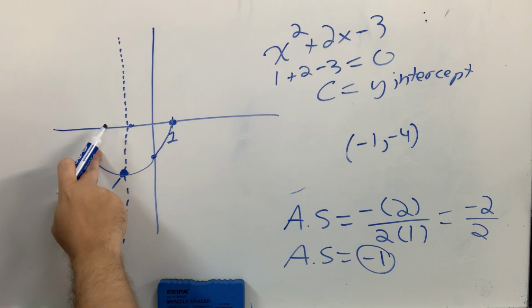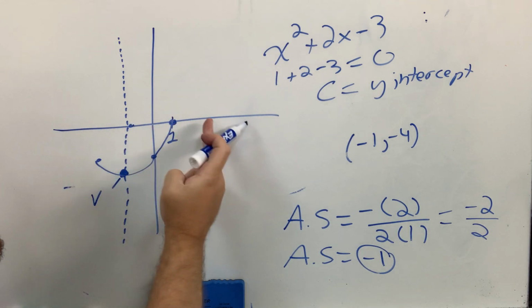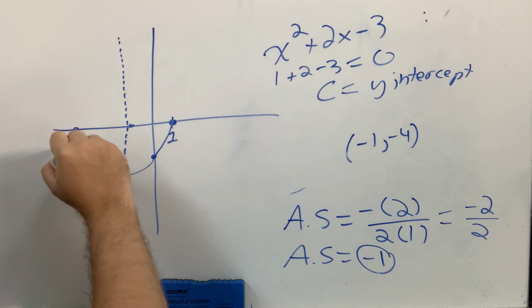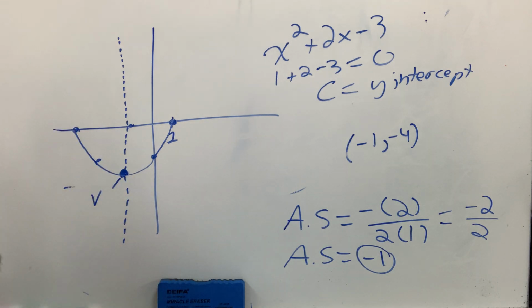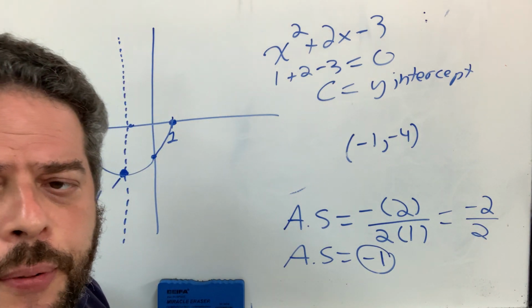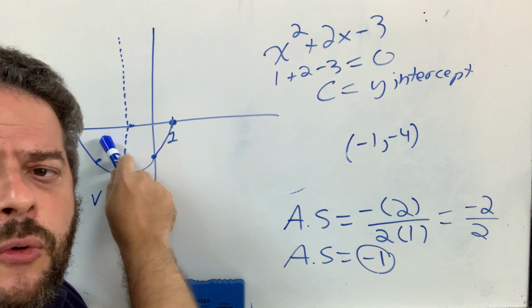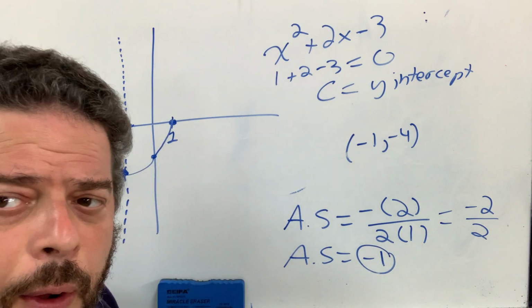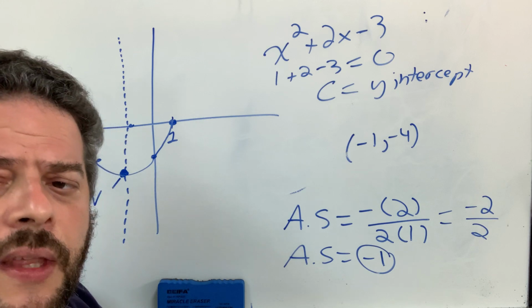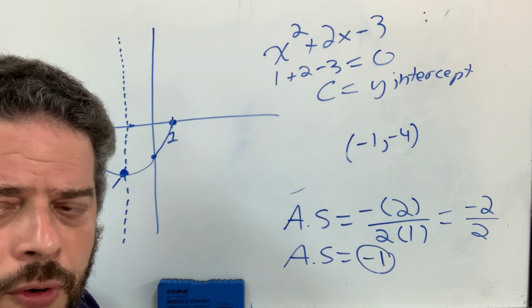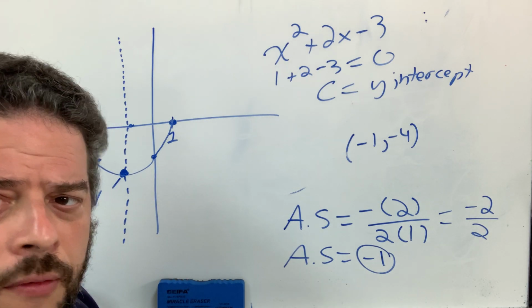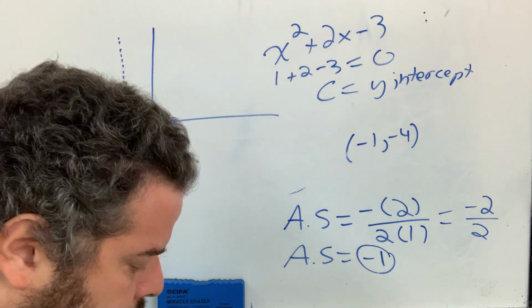I do not have to calculate on this side. I can just reflect across. Boom, and you're done. That's how you graph parabolas using the axis of symmetry, the vertex, and the y-intercept. And that is how I recommend you graph the parabola if you are given standard form. Do not do a table. Very inefficient, not very helpful.